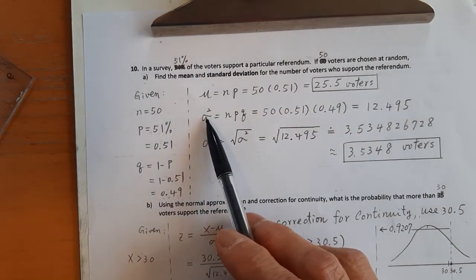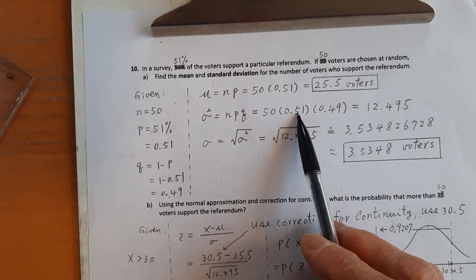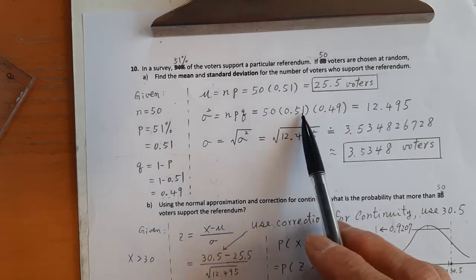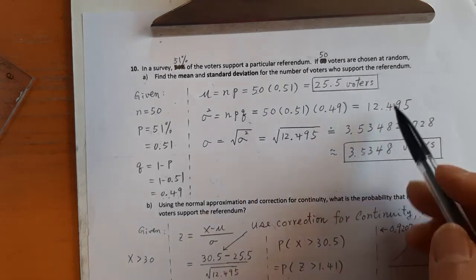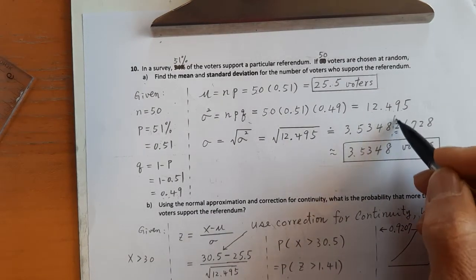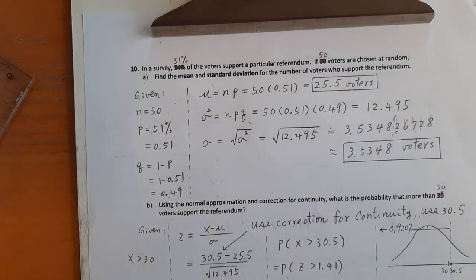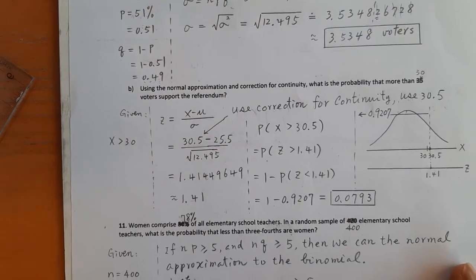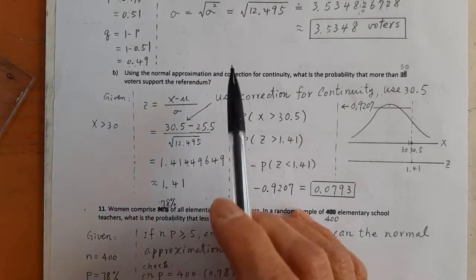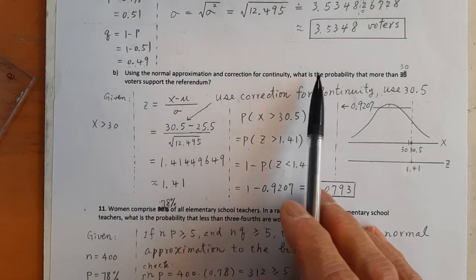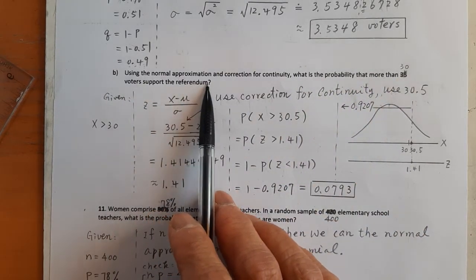Standard deviation: variance is equal to NPQ. N is 50, P is 0.51, Q is 0.49, multiplying together is 12.495. Take square root and round it. Since less than 5, you truncate. So it's 3.5348 voters, standard deviation. Then use the normal approximation and the correction for continuity. What is the probability that more than 30 voters support the fair?